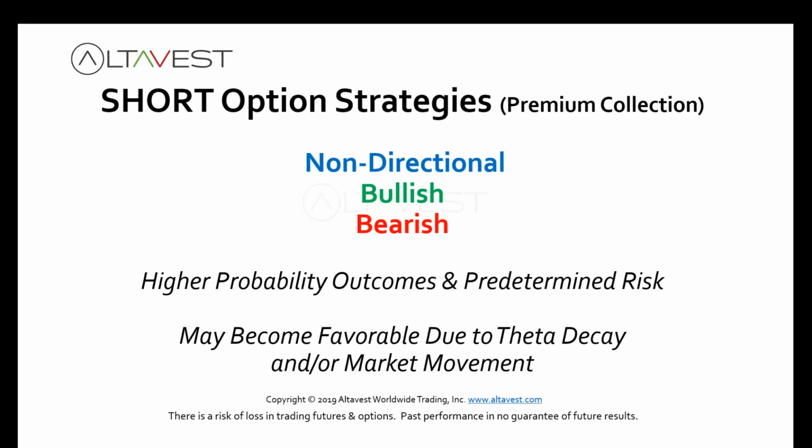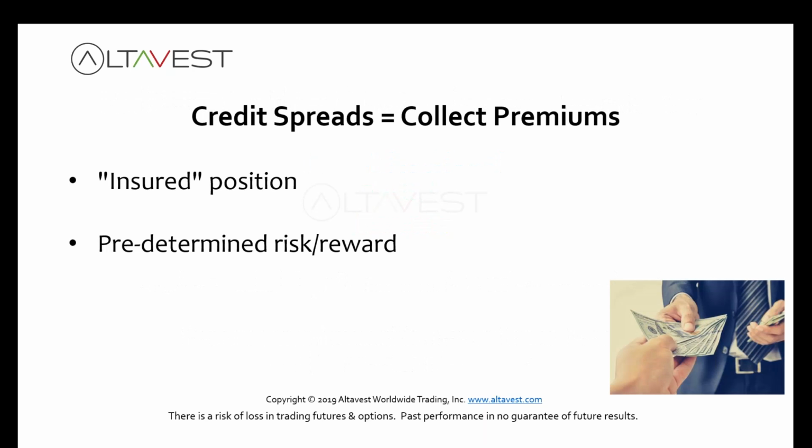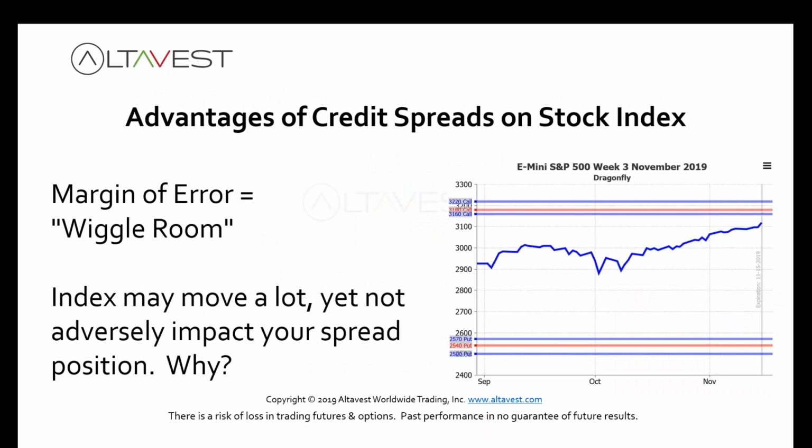So there are strategies that are non-directional, bullish and bearish. And we're going to look at some higher probability approaches. We're going to look at credit spreads where you collect premiums, and these are always covered or insured. Predetermined risk and reward, and might be non-directional as well. And the kind of trade we're going to look at, if that chart there kind of spooks you, don't worry about it. I'm going to show you what it means. All of our trades have a margin of error when we're talking about these types of credit spreads we're looking at.